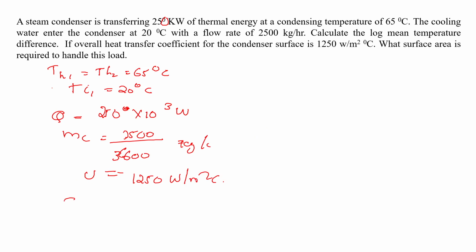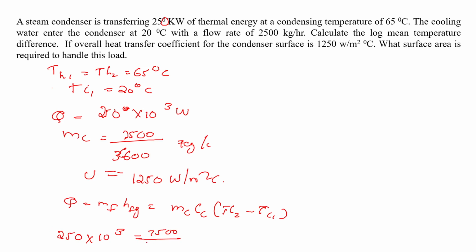Okay, so from here you will get Q value: MF HFG is equal to MC CC times TC2 minus TC1. So it will be 2250 times 10 to the power 3 is equal to 75,000 divided by 3600 times 4.2 times TC2 minus 20. From here you will get TC2 value, that will be 48.51.